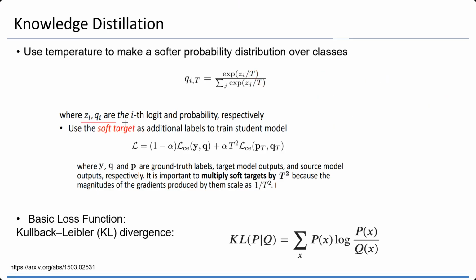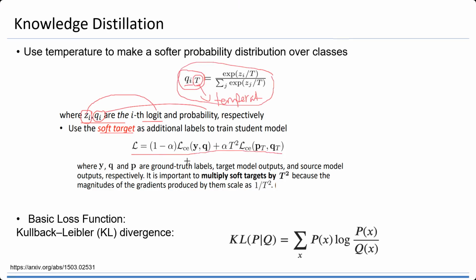And we have this formula, Zi. Zi is the one that we learned from the previous example. We can get the result from the softmax. Qi is the probability and Zi is the logit. So we have Qi given T, where T is the temperature. So the soft target is the Q from this formula.